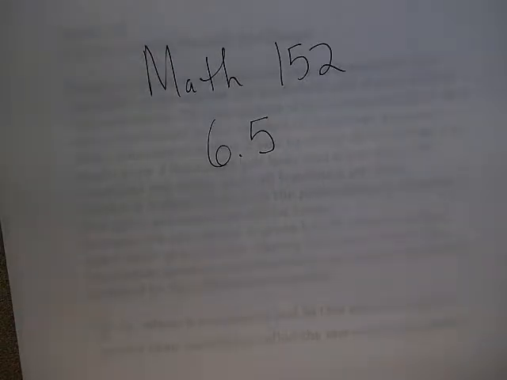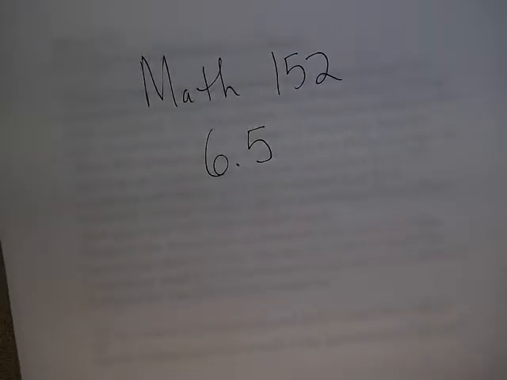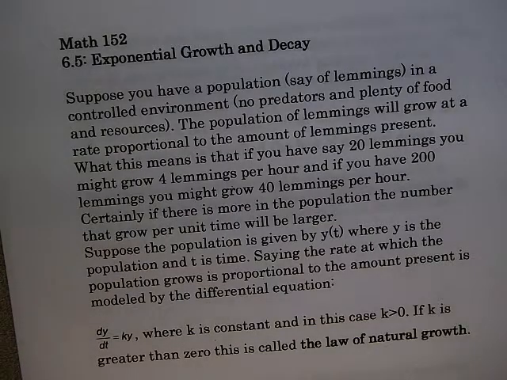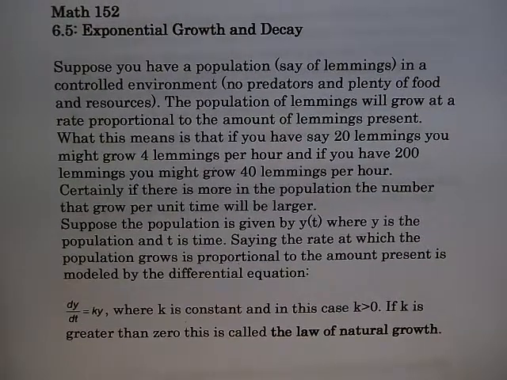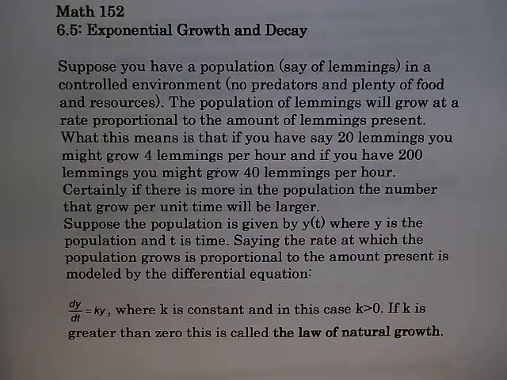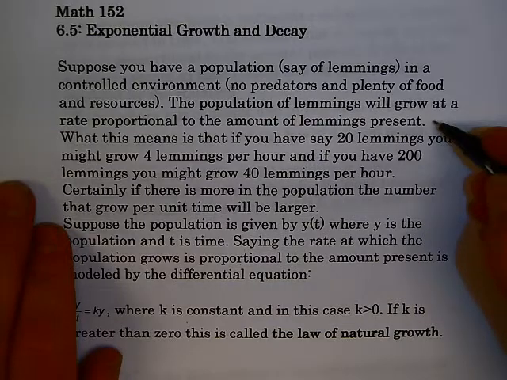Good day, Calc 2. I'm going to talk to you a little bit today about some of the problems from section 6.5, exponential growth and decay. So let's suppose we have a population, say of lemmings, in a controlled environment, meaning no predators and plenty of food and resources. This population of lemmings will grow at a rate proportional to the amount of lemmings present.